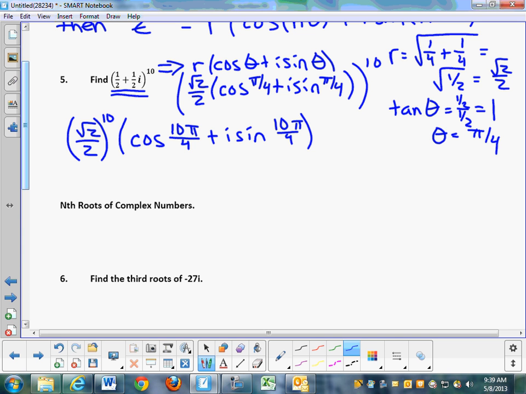Square root of 2 over 2. That's like 2 to the 1/2, right? Over 2 to the 1, to the 10th power. What do I do with my exponents? Multiply them. So I get 2 to the 5th over 2 to the 10th. 2 to the 5th over 2 to the 10th is 1 over 2 to the 5th. There you go.